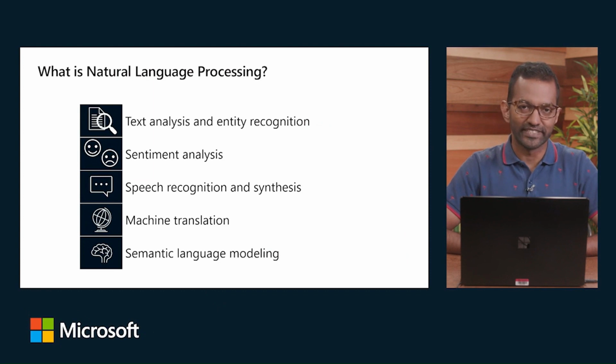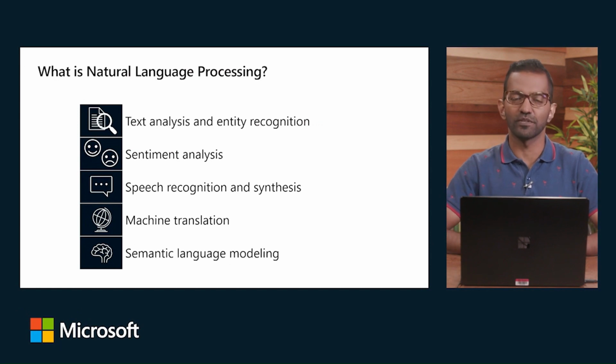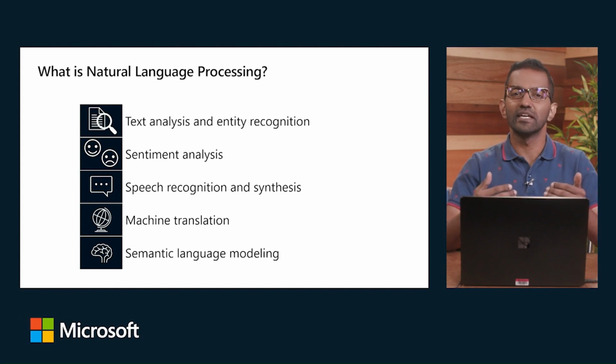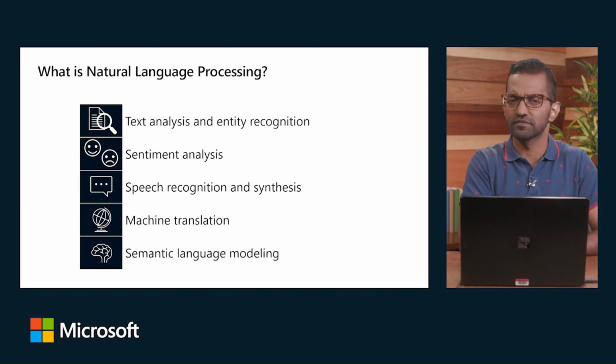Natural language processing, or NLP, is the area of AI that deals with making sense of written and spoken language. On the screen, we see a list of common NLP tasks. Let me start by talking about the first one, text analysis and entity recognition. Often you need to analyze a text document to determine its important features or identify entities that it mentions. Entities could be things like dates, places, people.